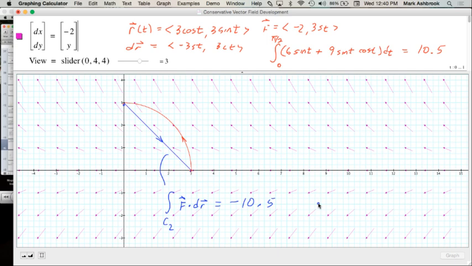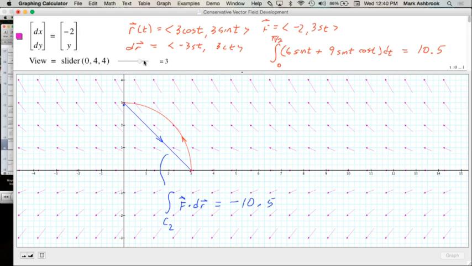Because it's a closed loop on a conservative field. We're still in the same conservative vector field, right? This is that gradient field. So what would the line integral of that loop be? 0. So if I told you this was positive 10.5, then what does that have to be? Negative 10.5. See?